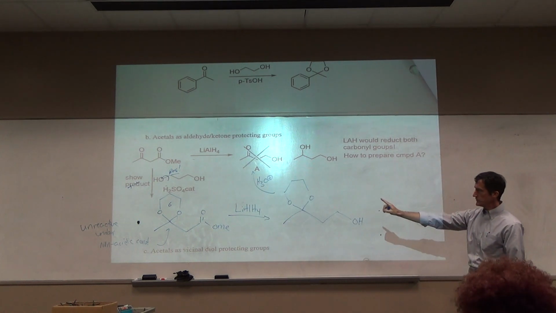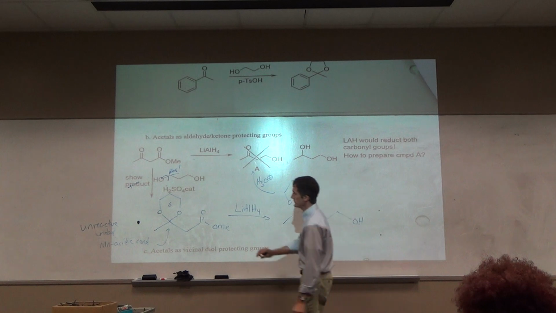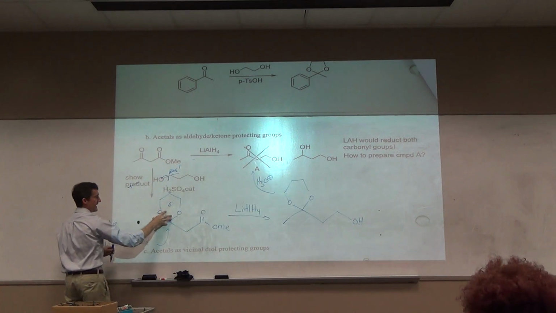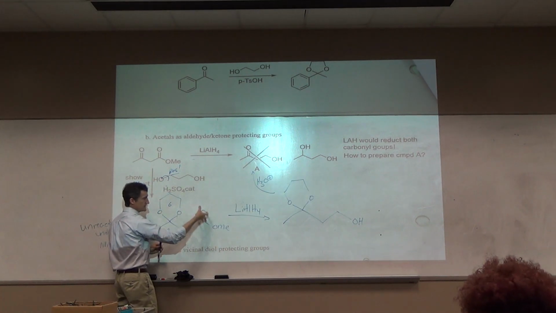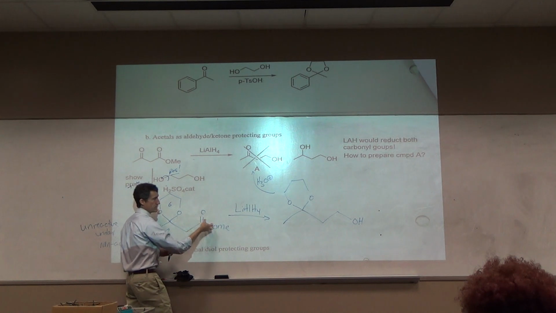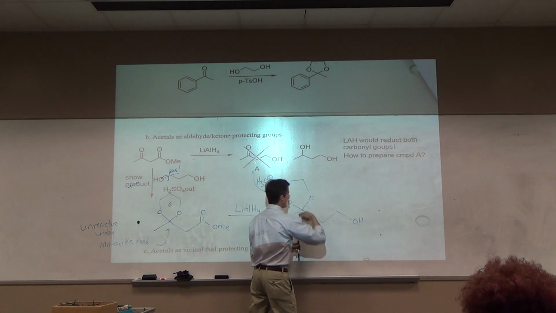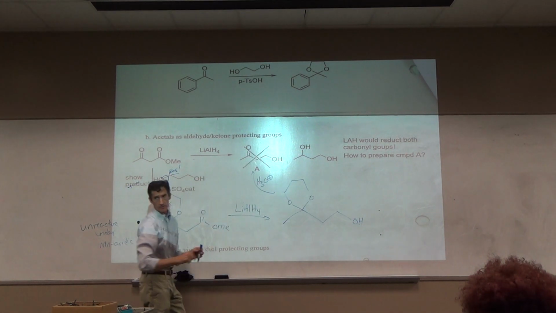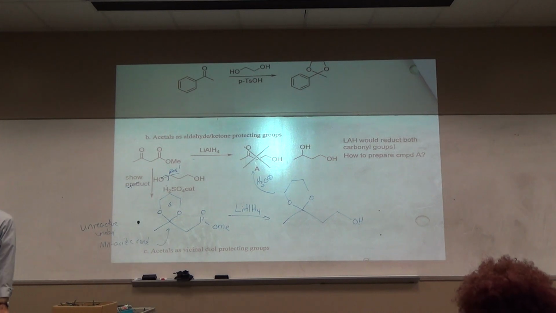This is an example of using an acetal as a protecting group. We protected the ketone as an acetal. We reacted with some other group. Then we regenerated the ketone by hydrolysis of the acetal.